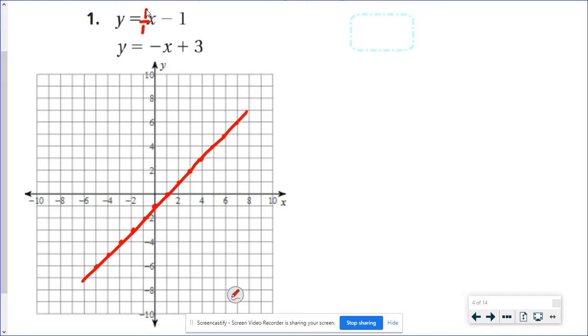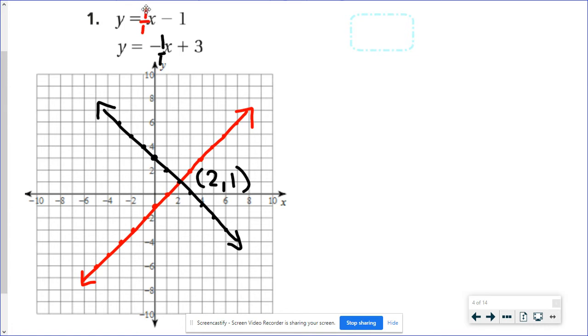And again, you should absolutely be using a straight edge. Unfortunately, I can't on the board. For the second equation, y equals negative x plus 3, or negative 1 over 1, x plus 3. So I'm going to begin at positive 3, and my slope is negative 1, so down 1 over 1. So here's my line. That point of intersection is at 2, 1.